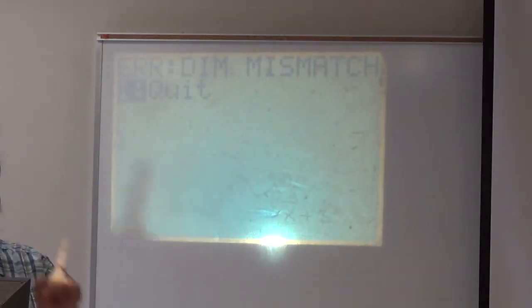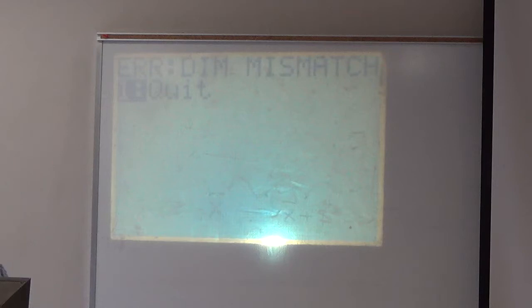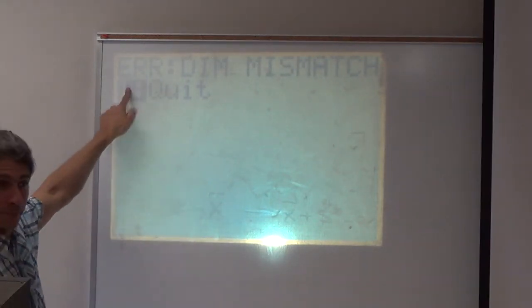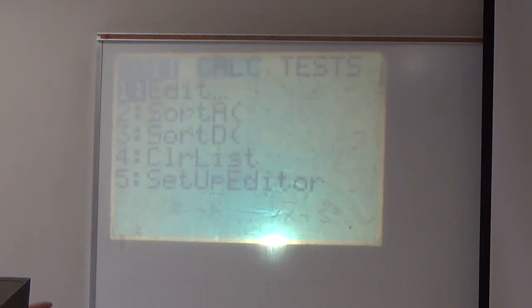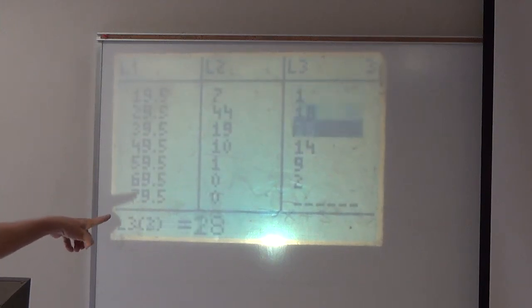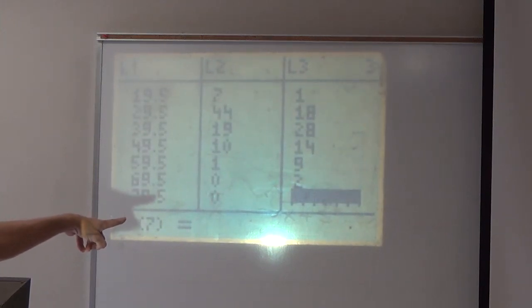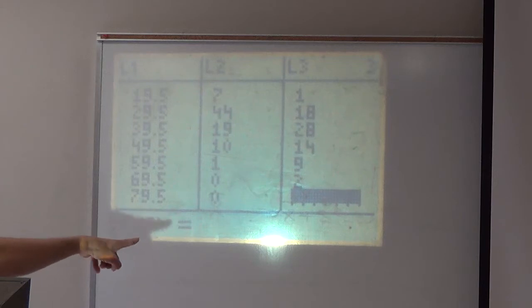This will only happen if you're putting L1, L2, or L1, L3. When that happens, you have to quit, and then go back into your lists and find the problem. The problem will be somewhere in your data entry. Right there, it's because I took out the 3 that was there. That's what made it mismatch.